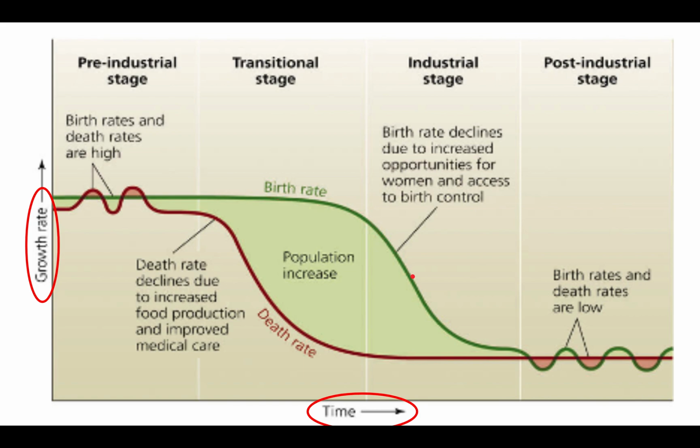They may not always be colored this way, obviously, but on a demographic transition graph, you will always see 2 lines. I always remember that the birth rate line is the top line when they get separated from each other. So the birth rate line is here, the death rate line is here. So let's get into the stages of the demographic transition graph.